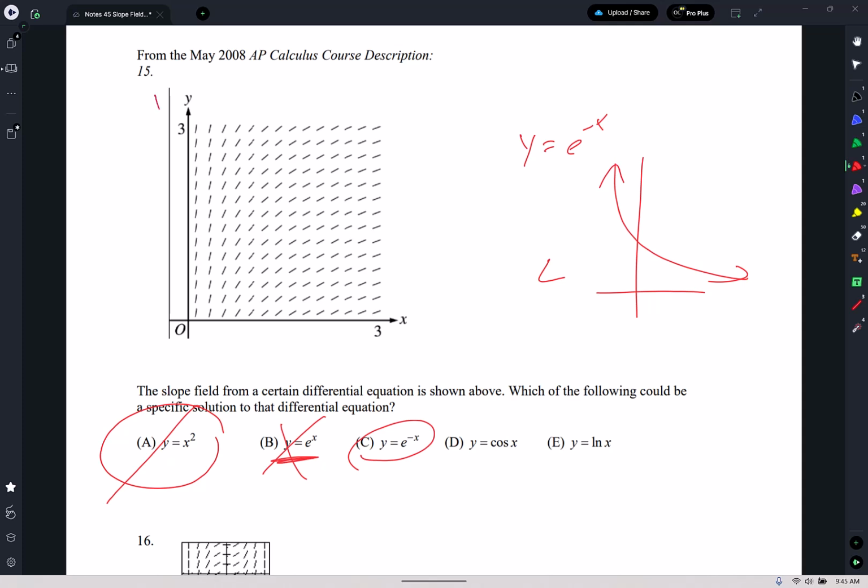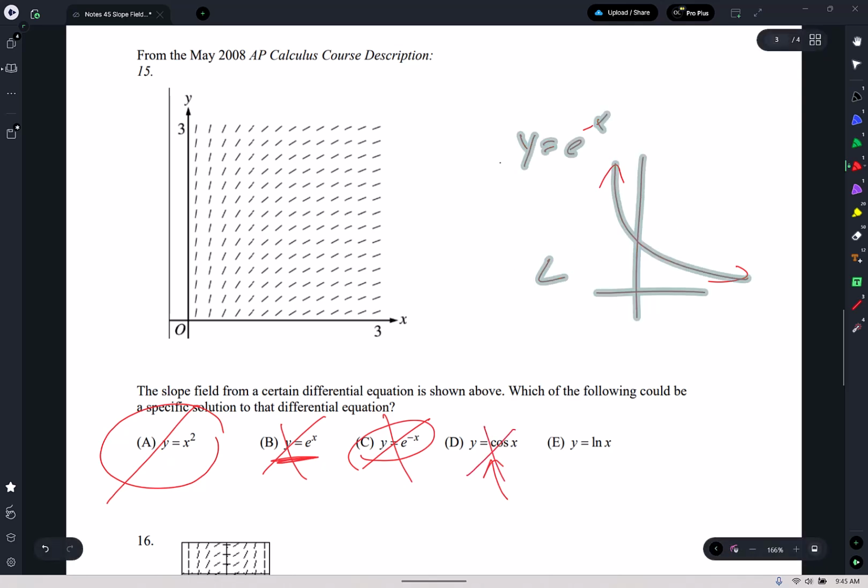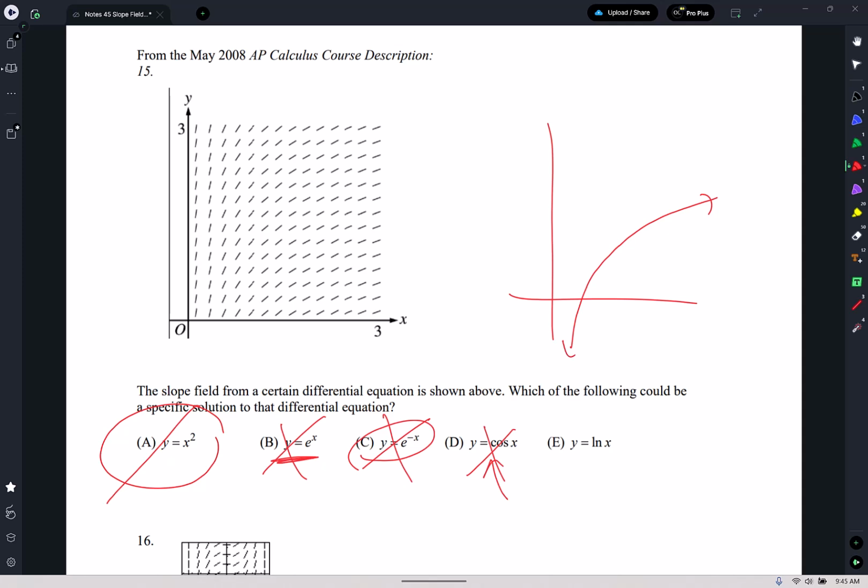Does it look like you have negative slopes in there? Out. Does it look like it goes up and down, up and down like a sinusoid? Out. The only one that it must be is ln of x. ln of x looks like this. Let me show you. They didn't draw the slope field here at the bottom, but yeah, that matches. There it is.